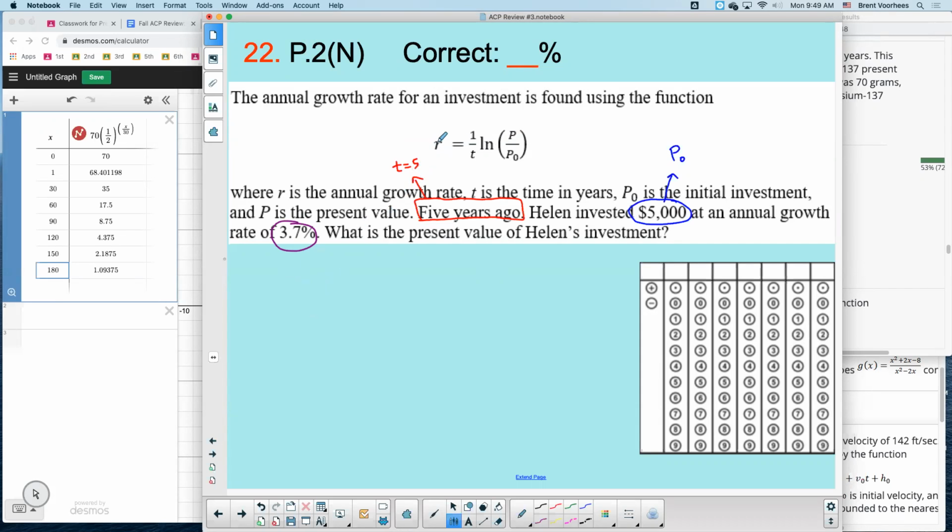Only ones we have left are R and P0. ln is not a variable. That's natural log. Is it the R or the P0? I mean, I'm sorry, the P. Yeah, P. Is it R or P? This 3.7%.